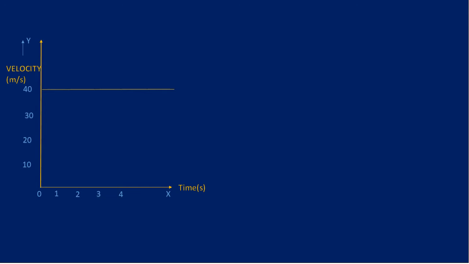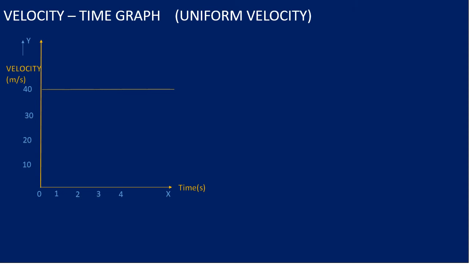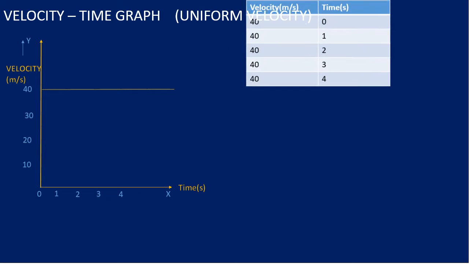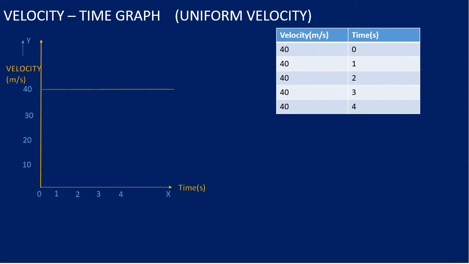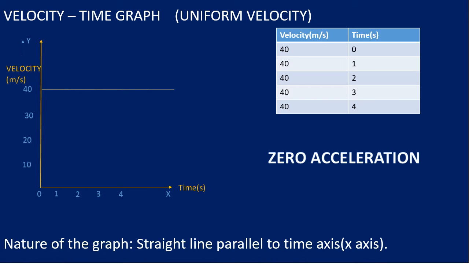Children, let us discuss the first case in velocity time graph. Look the data that is given here. You can see that the object is having a constant velocity or uniform velocity. By saying constant velocity, we mean that the velocity of this object is not changing with time and it has zero acceleration. So when we plot the graph, we get the graph as such. Time is taken along the x-axis, velocity along the y-axis, and when we plot the graph, we get a straight line parallel to the time axis.